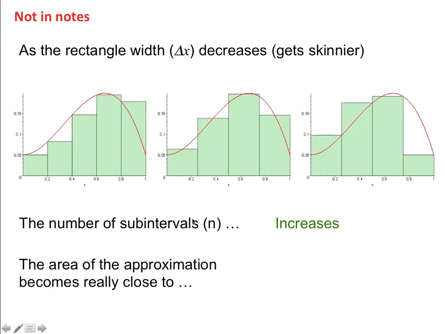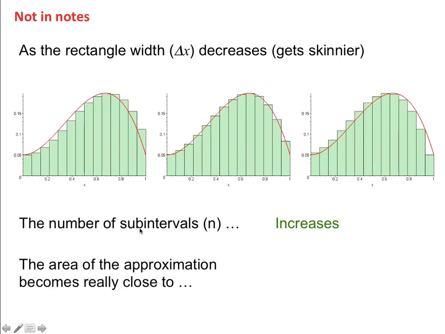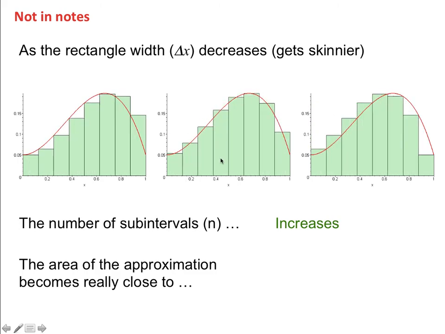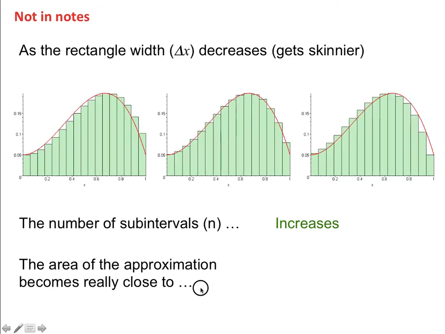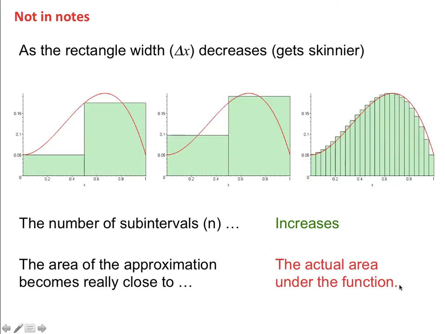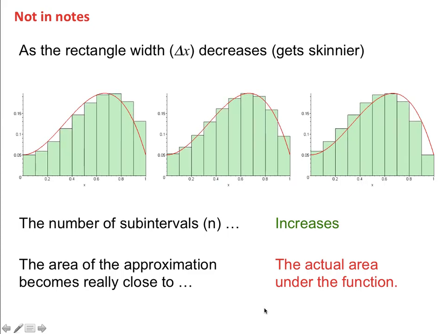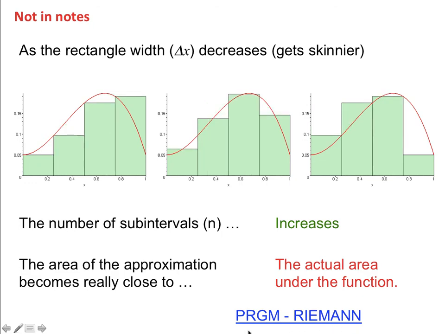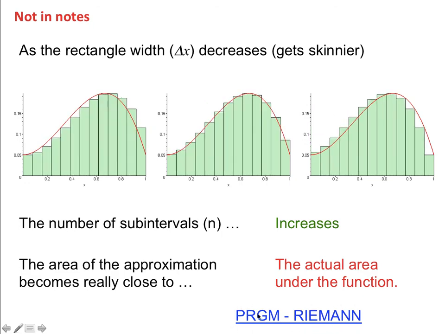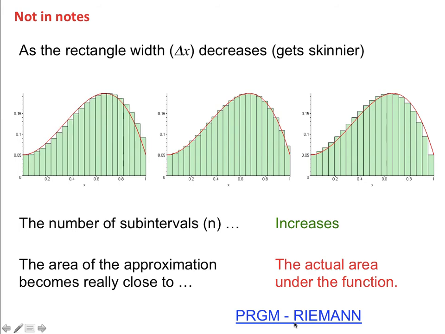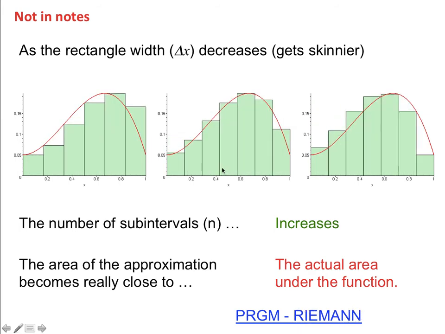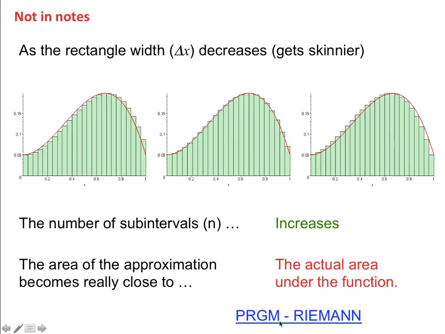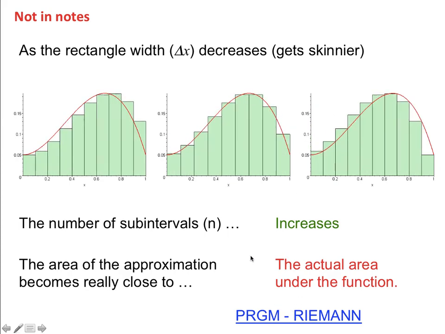So we're increasing this number of subintervals. Again, a subinterval is basically one rectangle. So we're increasing that. In other words, we're drawing more and more of them. And so the approximation gets really close to the actual area under the function. On your calculator, we're going to load on a program called Riemann. Riemann is the mathematician that developed this summation method, or method of approximation. So a lot of times we call these Riemann sums.